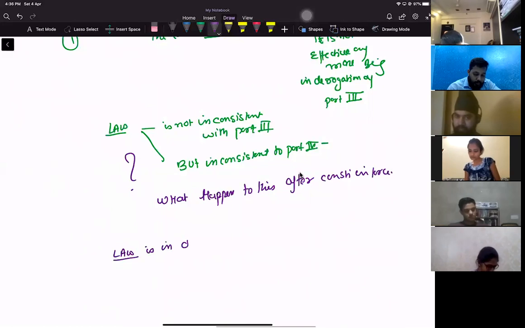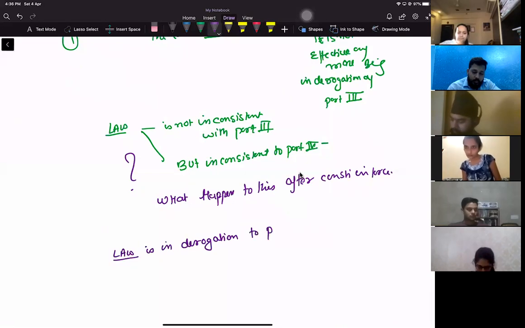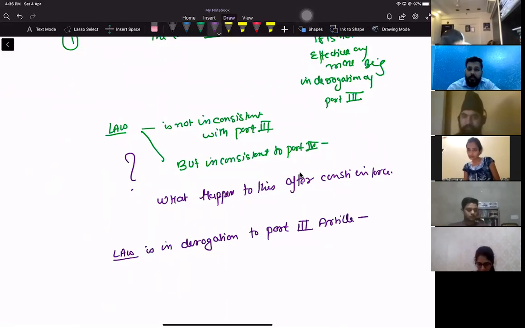Law is in derogation to a Part 3 article. Let us take up the article which is available to citizens. Which articles are available to citizens? Article 17 is available to citizens. 15 is available to citizens. 16 is available to citizens. Am I right or wrong? 14 is available to every person. What about 21? Everyone. What about 20? Only to citizens.